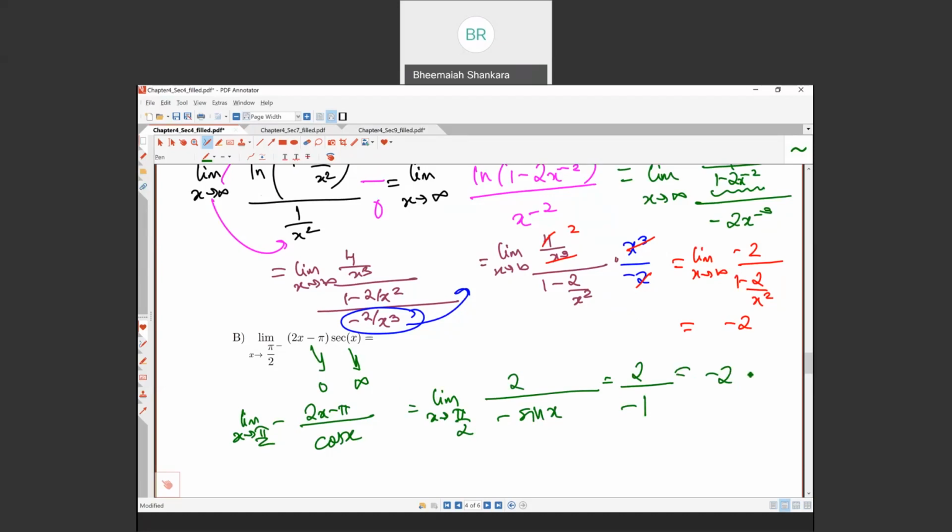So at this step, maybe I'm miswriting it, but let me add it here. In the very first step, when you plug in x equal to pi over 2, you get 0 over 0 form. So what we did was, we applied L'Hopital's rule here.